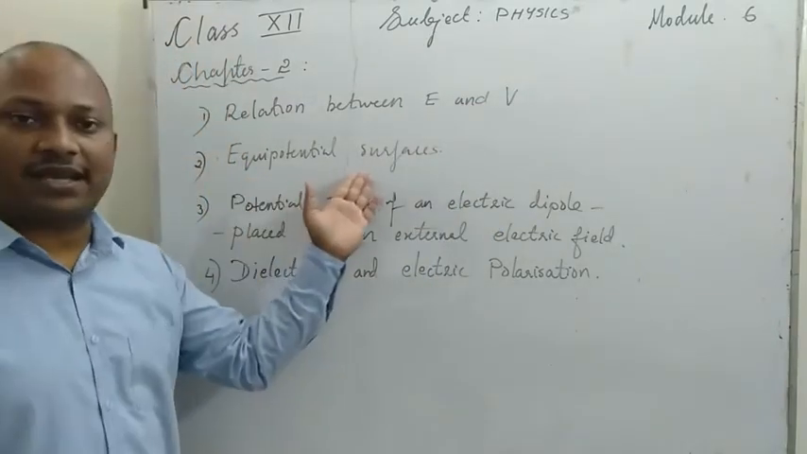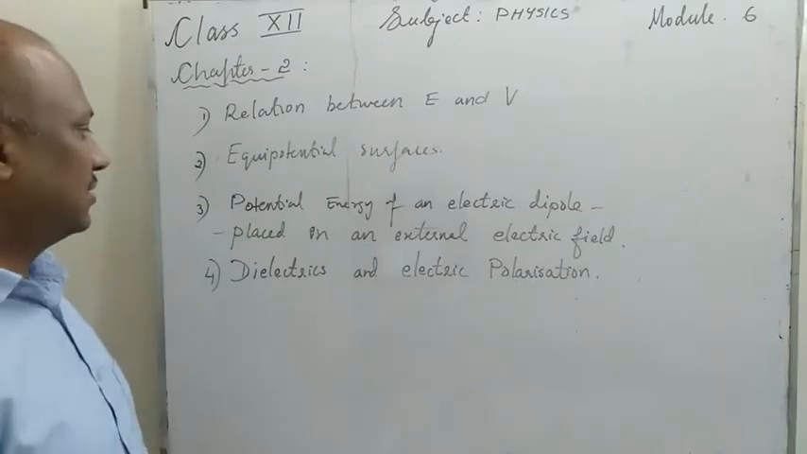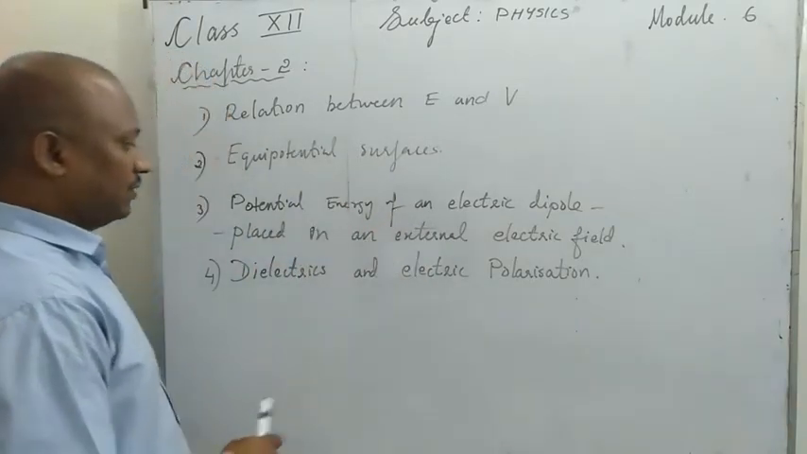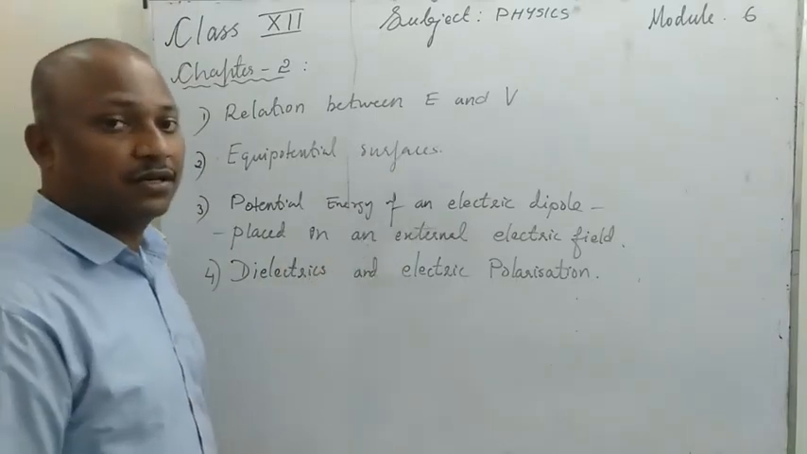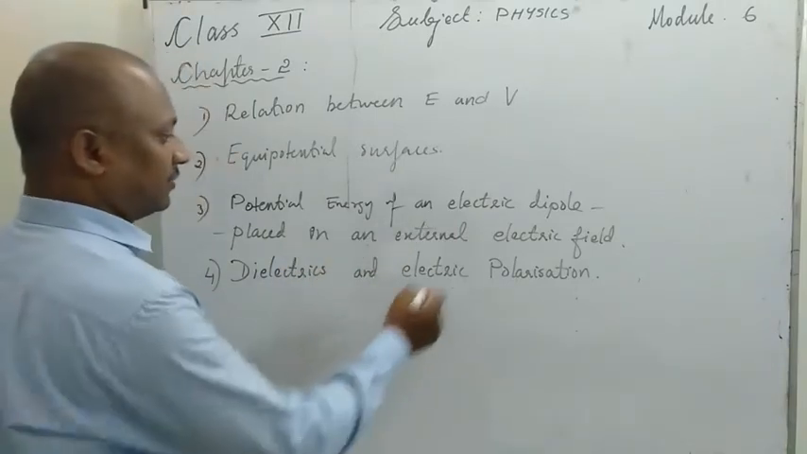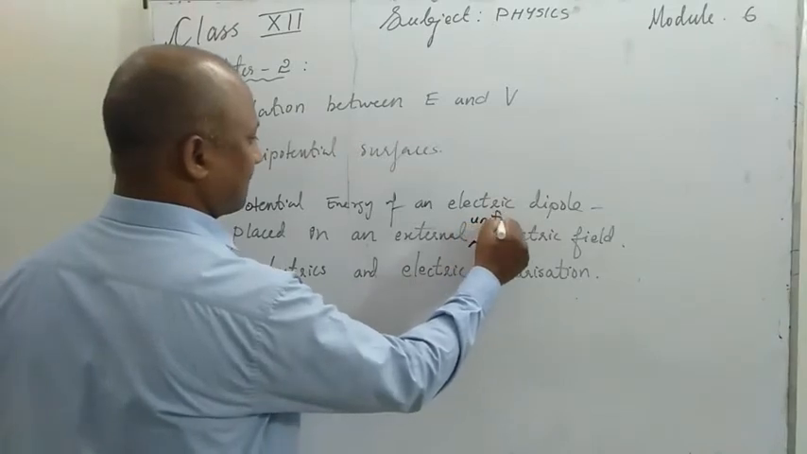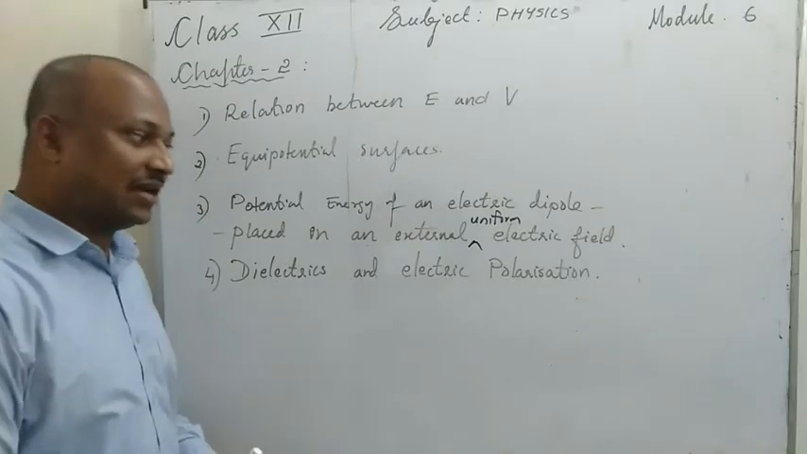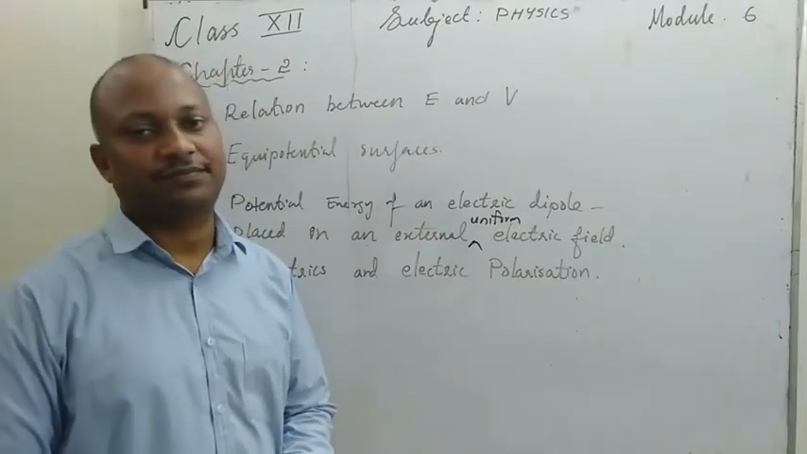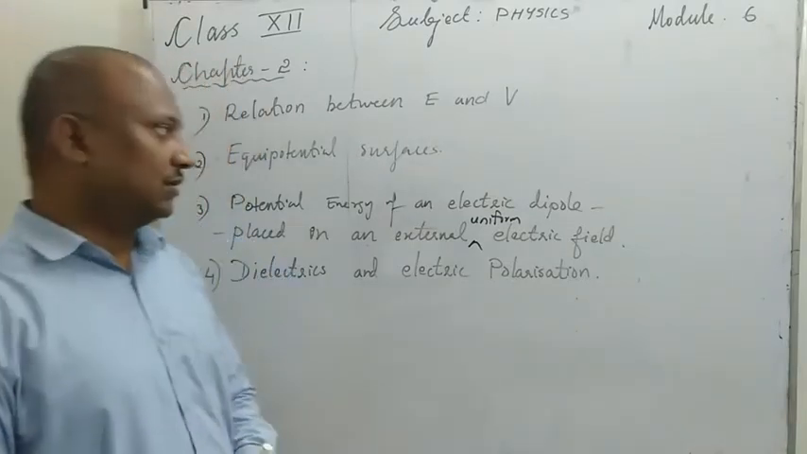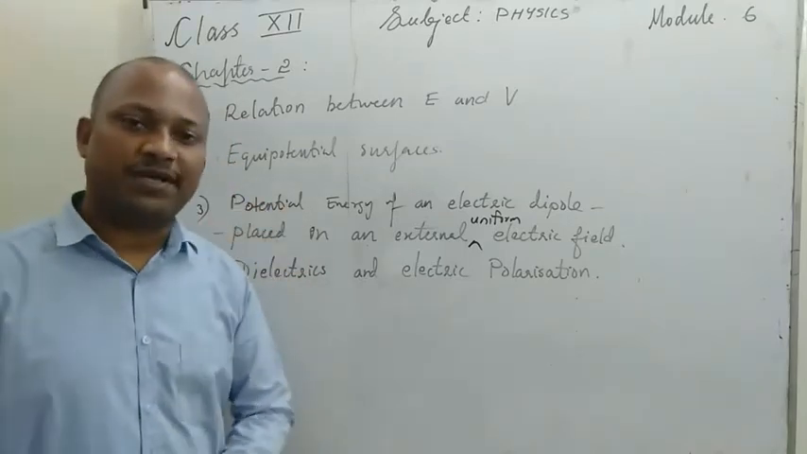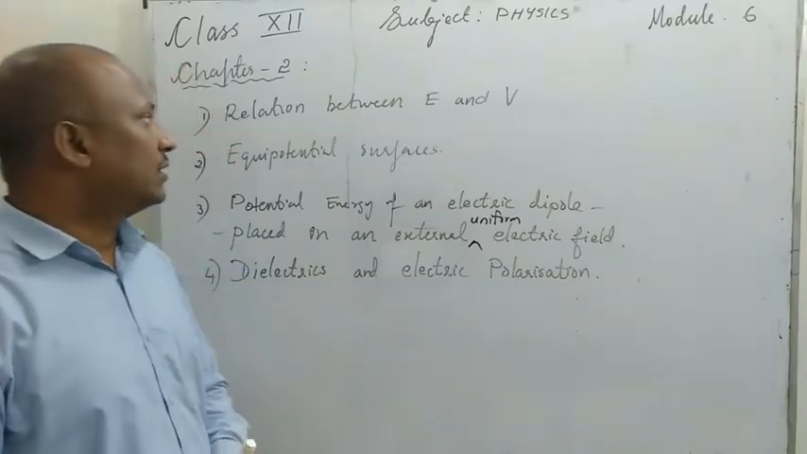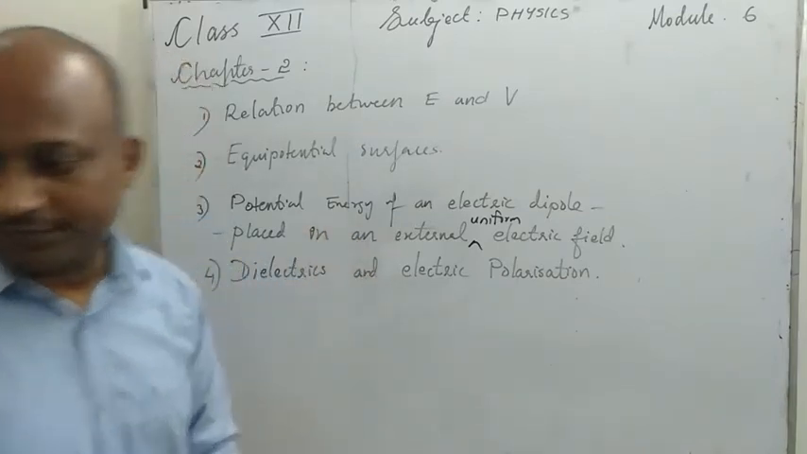The second topic is equipotential surfaces. And the third topic, potential energy of an electric dipole placed in an external uniform electric field. And the fourth topic is dielectrics and electric polarization. These are actually small topics, so we'll be discussing all these 4 topics in this session. Let's go to the first topic.